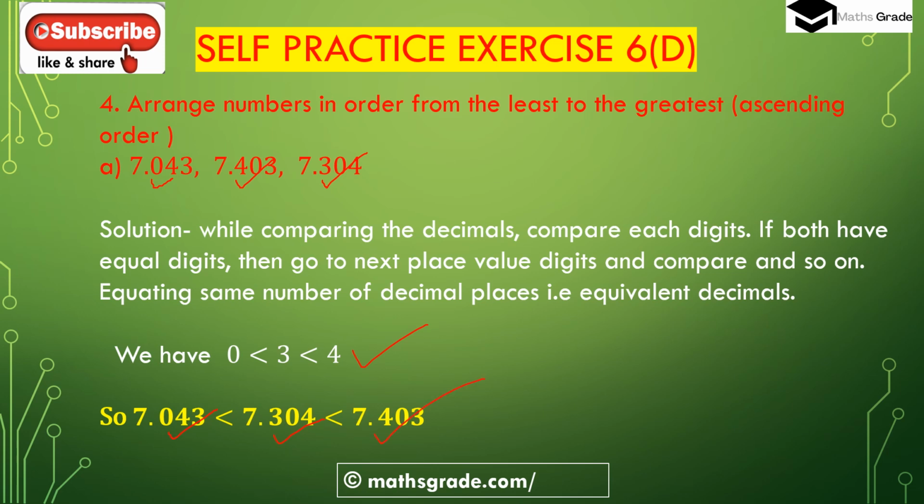Now, arranging the decimal numbers in ascending order, the decimal numbers are 7.043, 7.304 and 7.403.